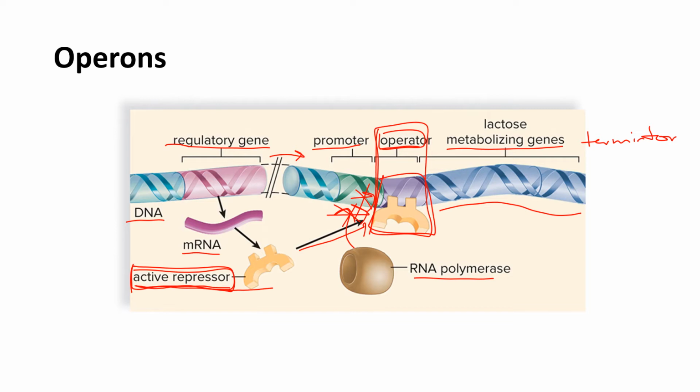And then, of course, the reverse. If you want gene expression, you need to remove this active repressor. You need to inactivate it. When it's removed from the operator, then the RNA polymerase can go ahead, slide along the DNA, transcribe those genes, they get translated, and then you have the protein products. All prokaryotic operons have the same basic structure, so the same sequences that are found in the DNA. But operons can be divided into two groups, and they can be either inducible operons or repressible operons.